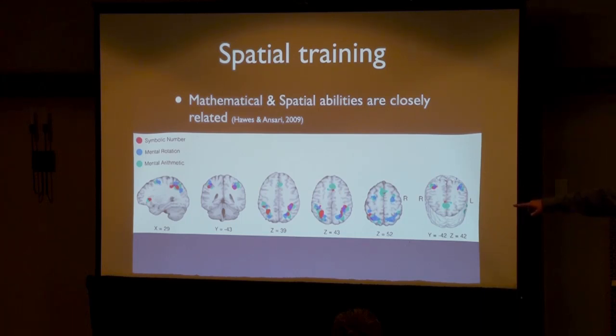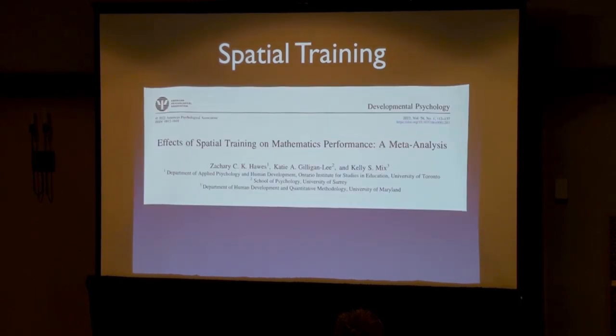So mental rotation is in blue, mental arithmetic is in green, and symbolic is in red. The take-home message is if you look at the parietal cortex, I know I'm not supposed to, the cameraman is looking at me, but if we look at Z equals 43, sort of in the middle, there's a lot of overlap between these colors, right? And that's in the parietal cortex. This part of the brain seems to be doing spatial transformation, numerical knowledge, and mental arithmetic at the same time. So we think there's something very inherently spatial about math. So the question then is, can spatial training actually improve mathematical skills?